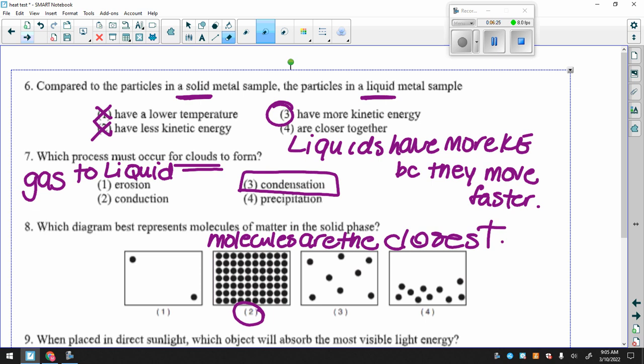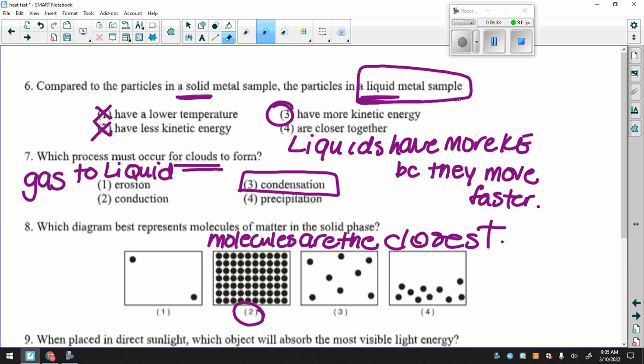All right. Number 6. Compare the particles in a solid to the particles in a liquid. So we want to compare the liquid. You have to be able to read properly. Does the liquid have a lower temperature? No way. Does it have less kinetic energy? No way. It has more kinetic energy. The why is liquids have more kinetic energy because they move faster. Right now, you might not be keeping up with me, but just know the right answer and then go back to the one that you had before. You can always watch this online.